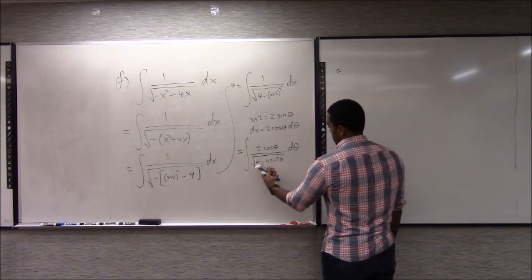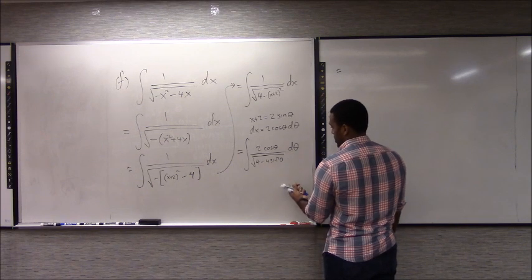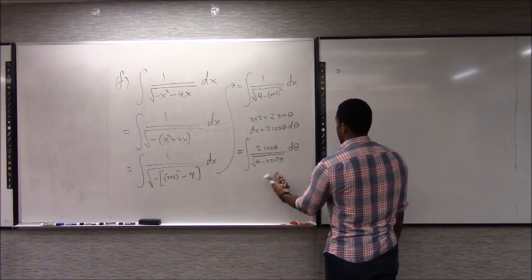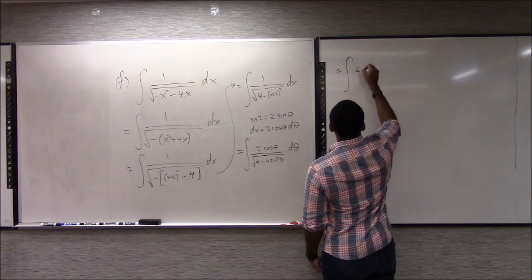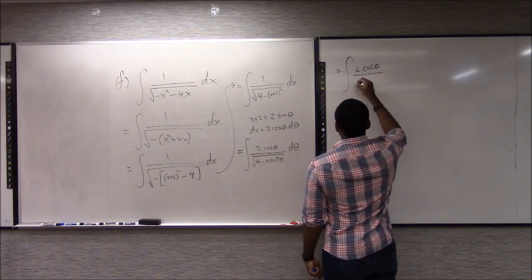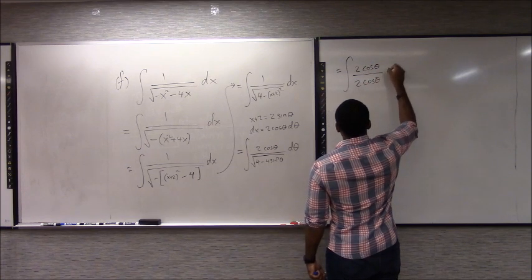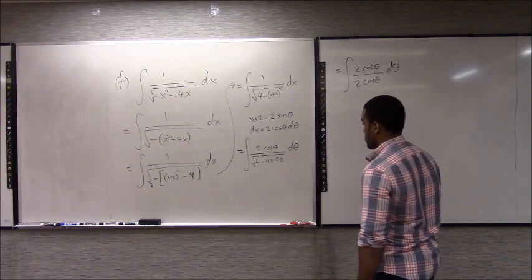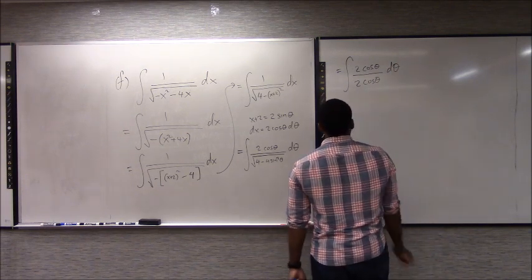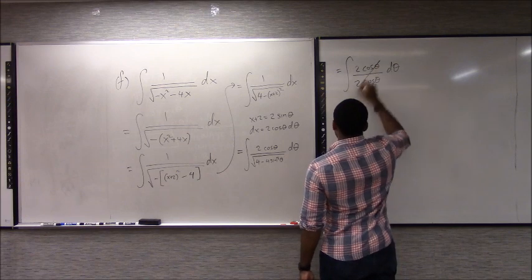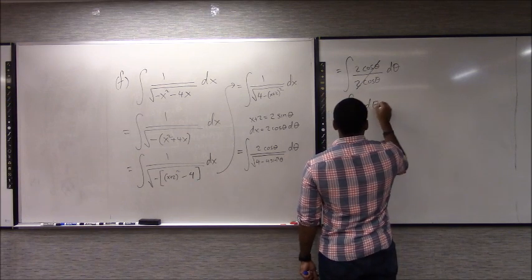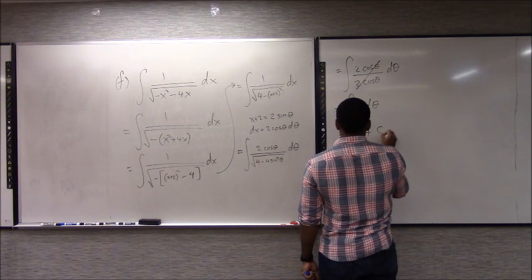So you can factor out the 4, you get 1 minus sine squared, that changes to cosine squared, you have 4 cosine squared under here, then you take the radical. It just becomes 2 cosine theta. And that cancels. It's just 1 d theta. Integral of that is theta.